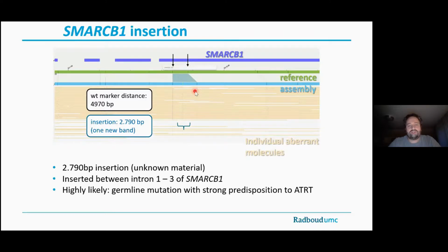So this is an insertion that happens most likely between introns 1 and 3 of SMARCB1. And we dared already to speculate on this. Highly likely this is a so-far missing germline mutation that gives a very strong predisposition to ATRT.